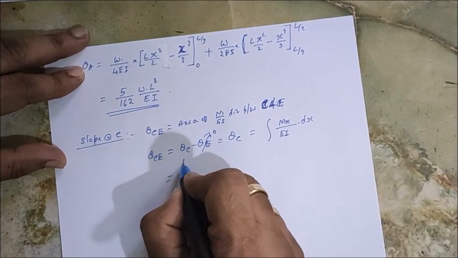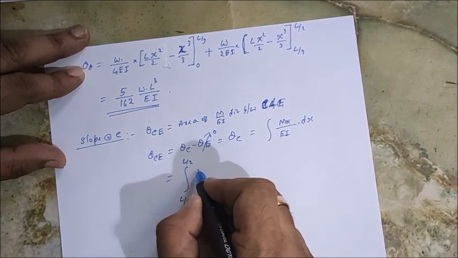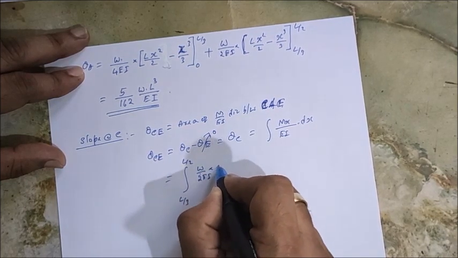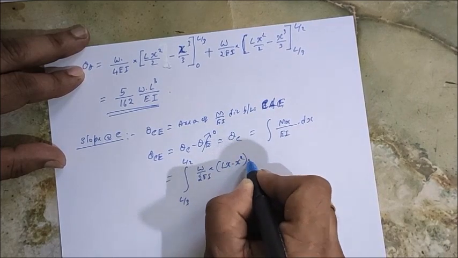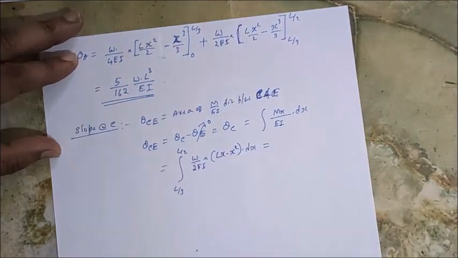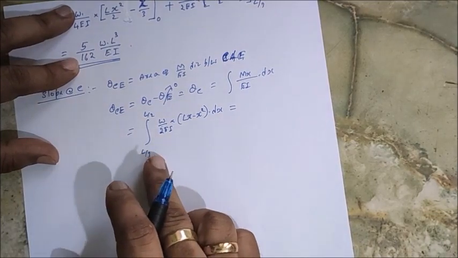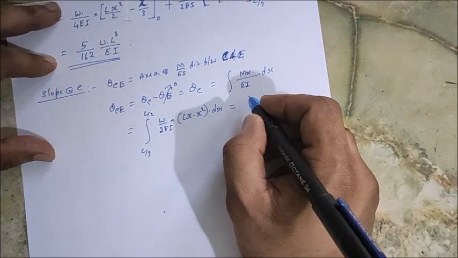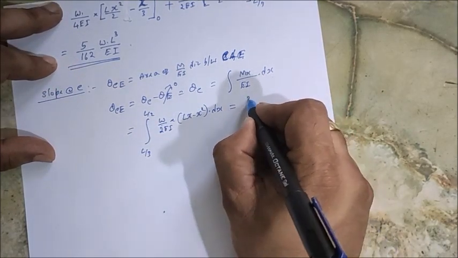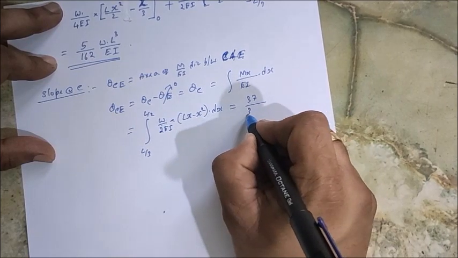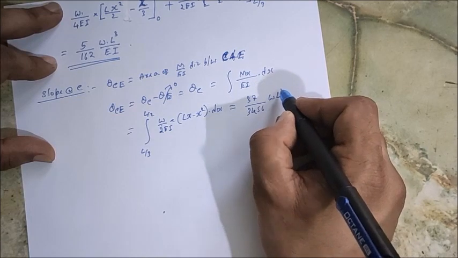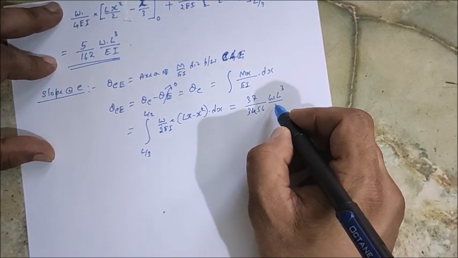So that is the range we have, L by 3 to L by 2, and Mx we already discussed, W by 2EI into Lx minus x square into dx. I will not explain everything here. You solve it and you can easily get it. So this works out to be 37 by 3456 WL cube by EI.